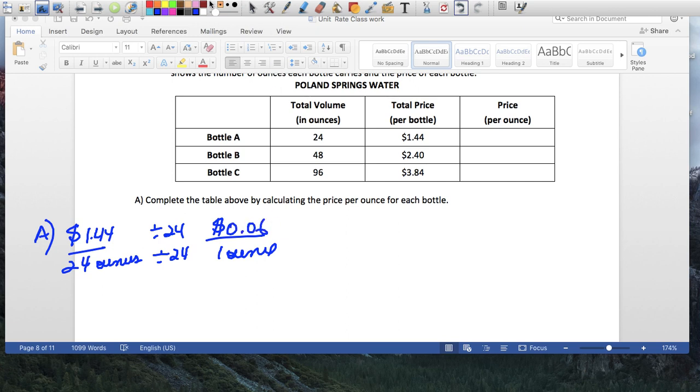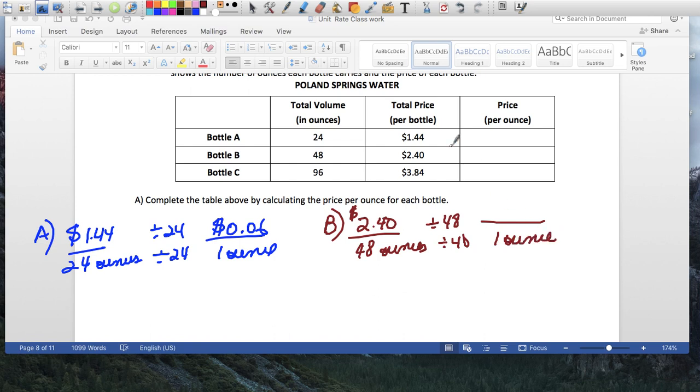6 cents. Bottle B is $2.40, and we divide that by 48 ounces. So you get more, but you pay more. Divide by 48, and you get 1 ounce at the bottom. 240 divided by 48 is 5 cents. So already, this is the cheaper one. And then we have one more.